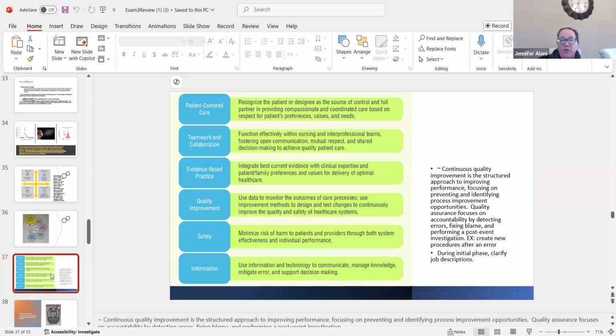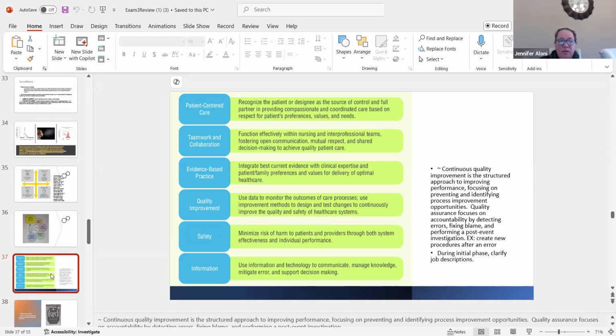All right, quality improvement was a chapter you had this week. Please know that we're going to have quality assurance, which is focusing on accountability by fixing errors and problems. So quality assurance is when something happens and we fix it. Quality improvement is for more patient-centered care. They're the center of why we're making change.